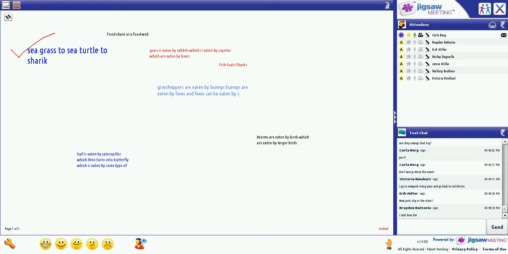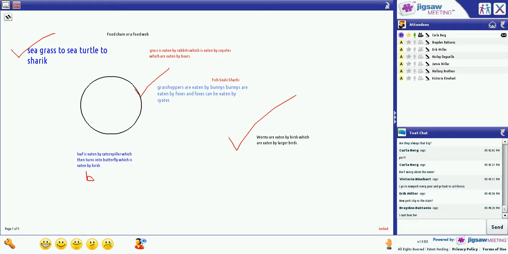We'll switch over here. We have grasshoppers eaten by bunnies. Bunnies are eaten by foxes, and foxes can be eaten by coyote. Worms are eaten by birds, which are eaten by larger birds. Very good. Okay, and we'll let this final one written. We don't draw on the whiteboard, please. Here we can add eaten by a bird. Very good.